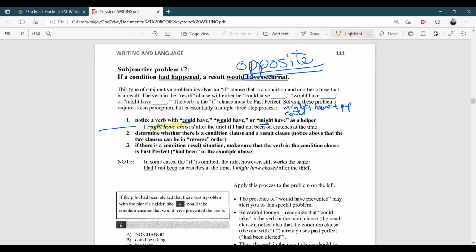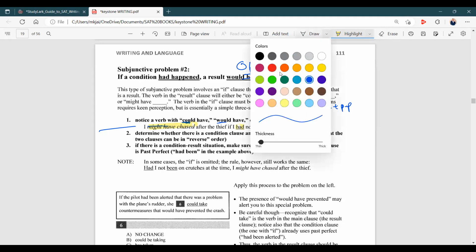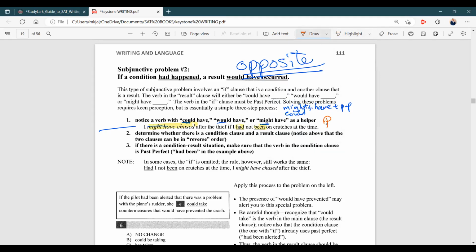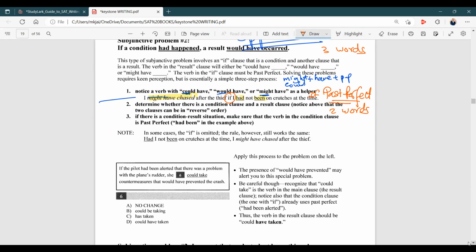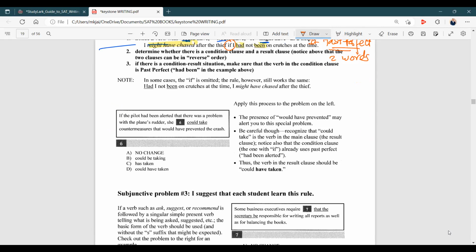might have chased. And the other one is had been. Oh, what do you mean? The other one is past perfect. Okay, so if with the past perfect and the other clause, what does it have? Might have past participle. How many words here? 2 words. How many words there? 3 words. Try to think about all the details that can help you remember things, habayebi.